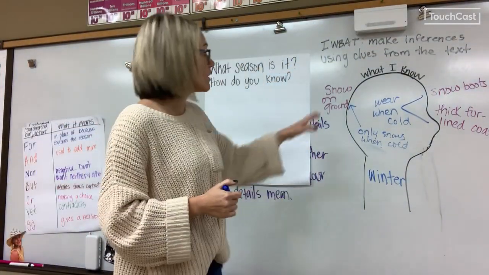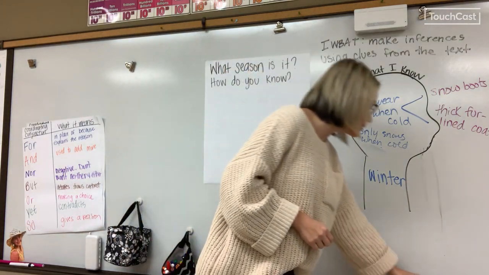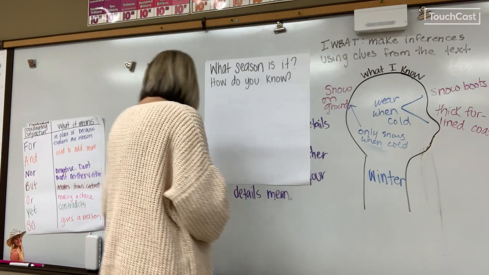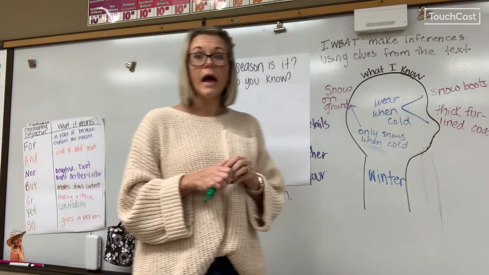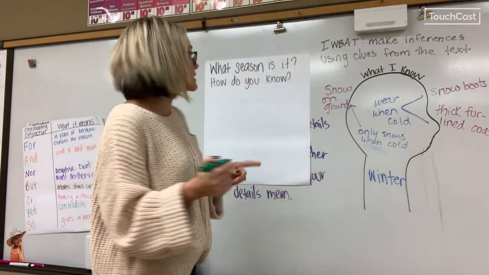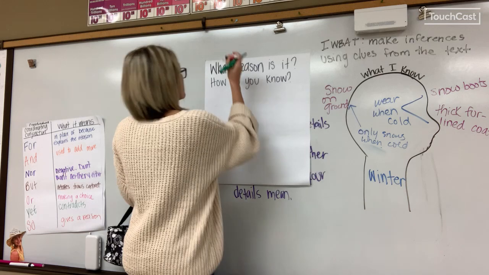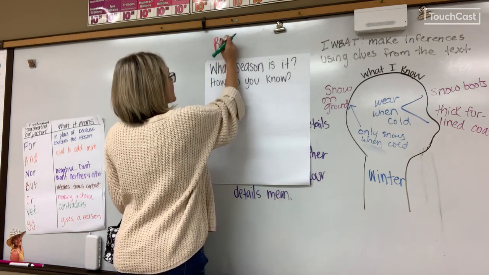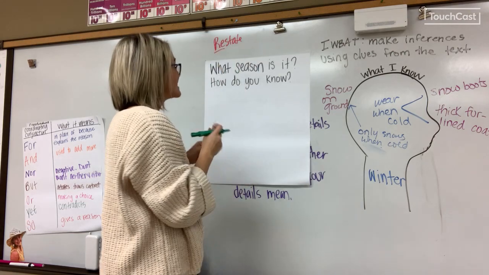All right, and then we're going to use this paper to write our response. And that's what you're going to do today as well. So let's use the green because that's the first one I pulled out. All right, so what season is it? So my first step to my short answer is restate. That's the R. So what season is it?